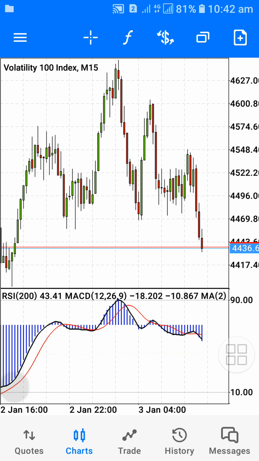Let's just discuss how we can go about trading these beautiful pairs. Here I'm trading Volatility 100, VIX 100. That's what I'm trading here. And let me also tell you the time frame we're going to be using for our entry is going to be a 15 minutes time frame. All right, 15 minutes time frame.